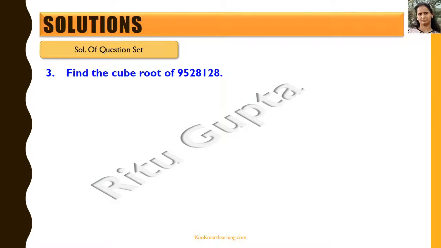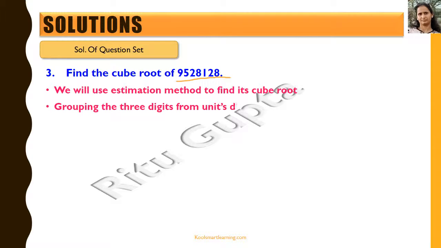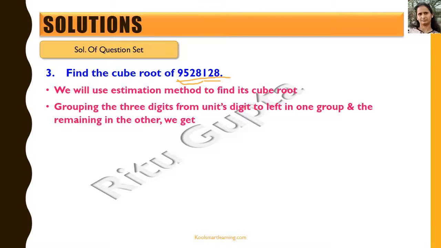Let's look at the solution for question 3. We need to find the cube root of the number 9528128. So we'll use the estimation method to find its cube root, and we'll first group the 3 digits from the units digit to the left in one group and the remaining 4 digits in the other group, and we get the number as 9528 and 128. So now the units place of the cube root will clearly be 2, because we know that if the units place of the cube is 8, the only option for the units place of the cube root is 2.